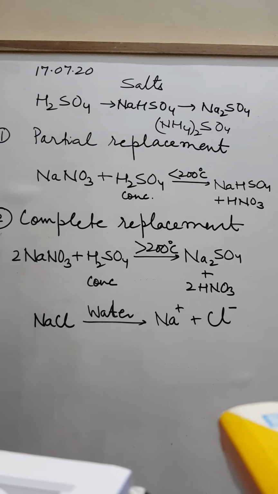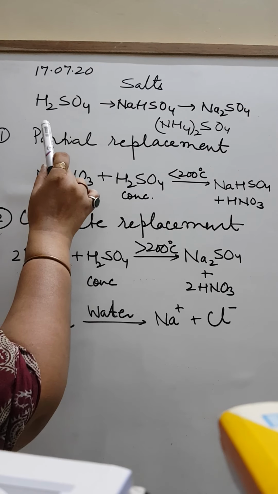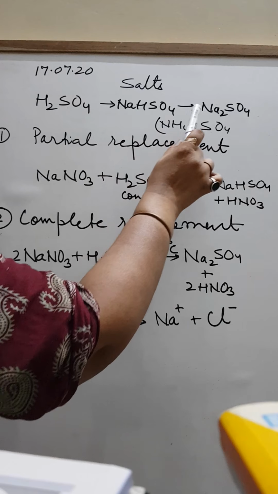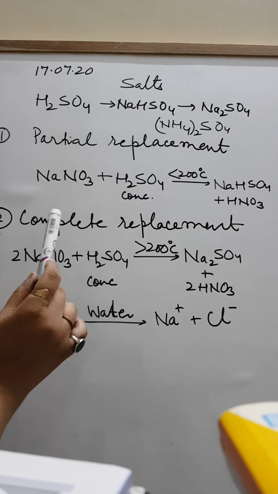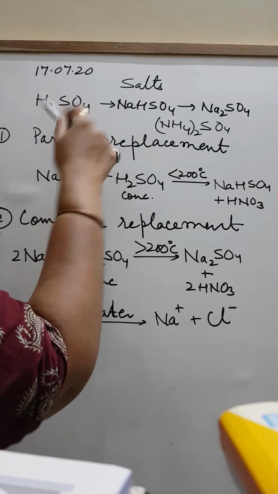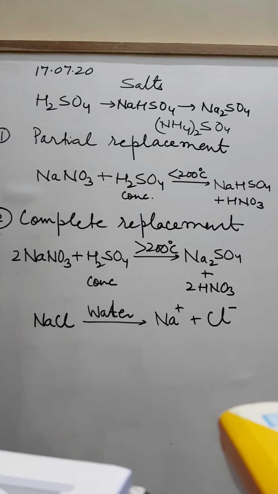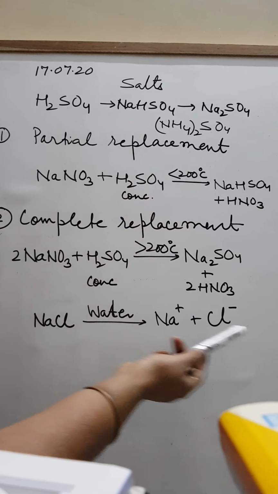Again, lastly, defining it, salts are the compound formed by the partial or complete replacement of ionizable H atoms of an acid by a metal ion or ammonium ion. Right? Metal ion or ammonium ion. It's not correct to write metal atom. Metal ion or ammonium. And we have variety of salts.